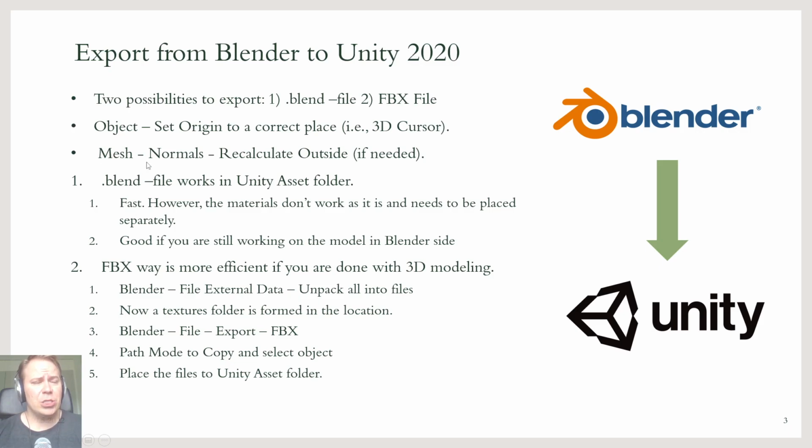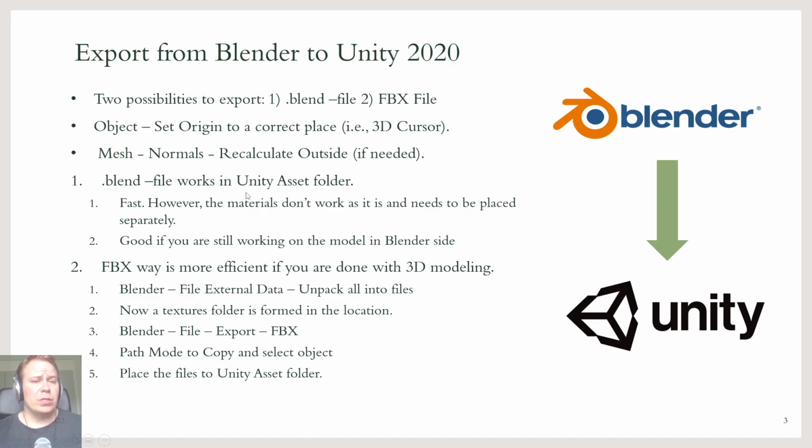Sometimes in mesh you have these normals. So there is, for example, a face of a 3D model, and it's flipped around, so you won't be able to see it. You see through it. So sometimes you need to recalculate it outside. So going to edit mode, mesh normals, and recalculate outside, so all of the mesh is recalculated on the outside and not from the inside. And that's if needed. Your models might not show up correctly because of that. That's why it's good to use the blend file first in Unity and see if everything is correct.